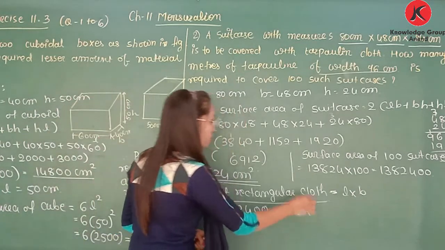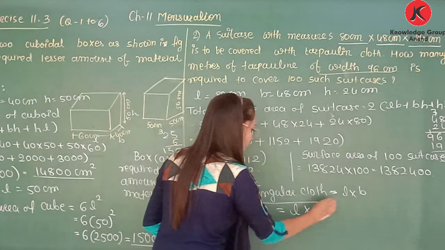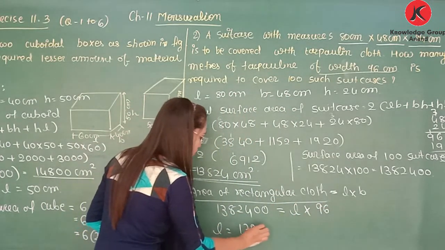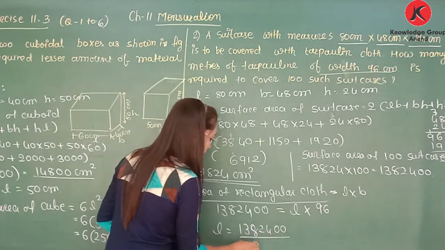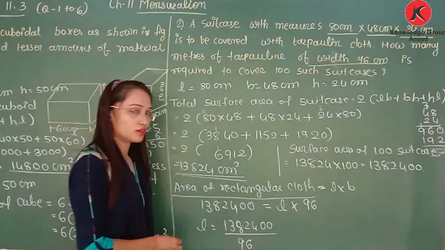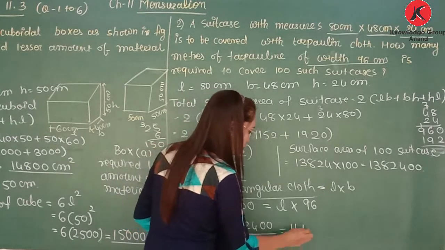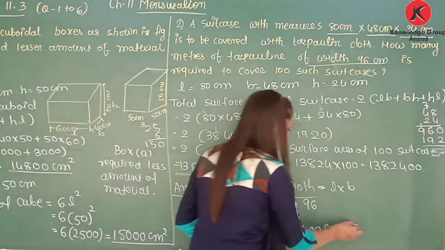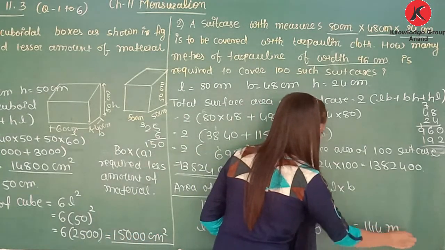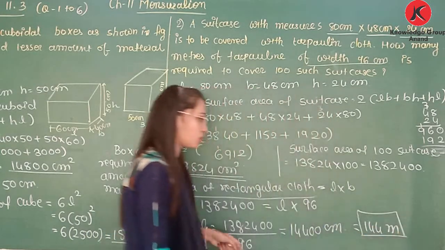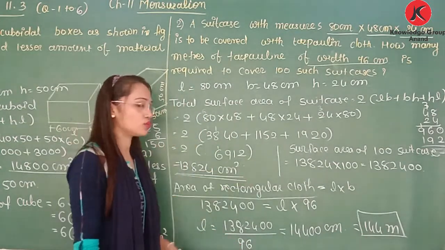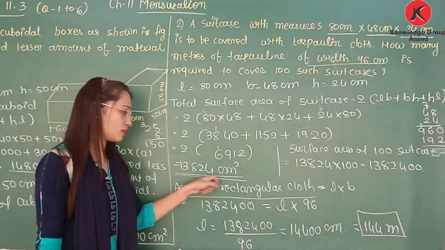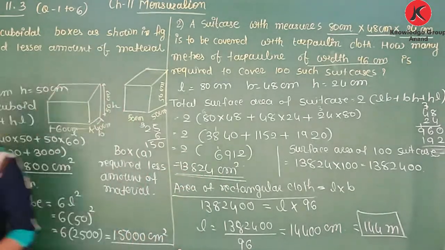Length we need to find. Width is given, 96. Now take 96 in a divide. So L is equal to 1382400 divided by 96. So here you will get 14400 centimeter. This is the length of cloth. So convert this into meter. It is 144 meter. This much length of the cloth is required to cover 100 suitcases, in which one suitcase has surface area 13,824 centimeter square.